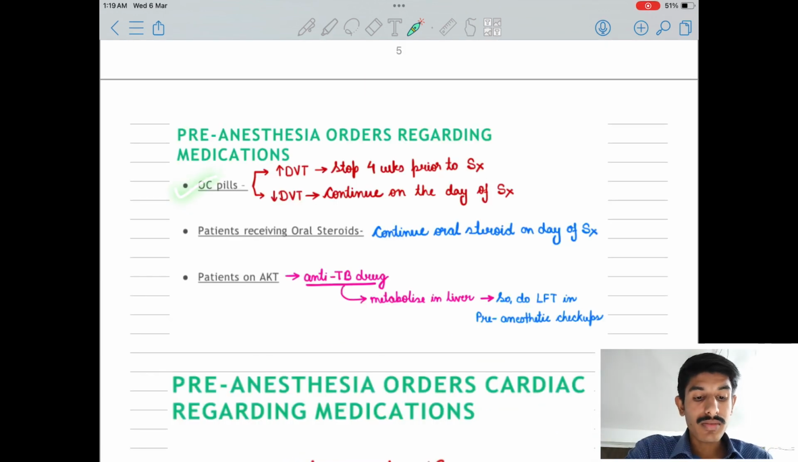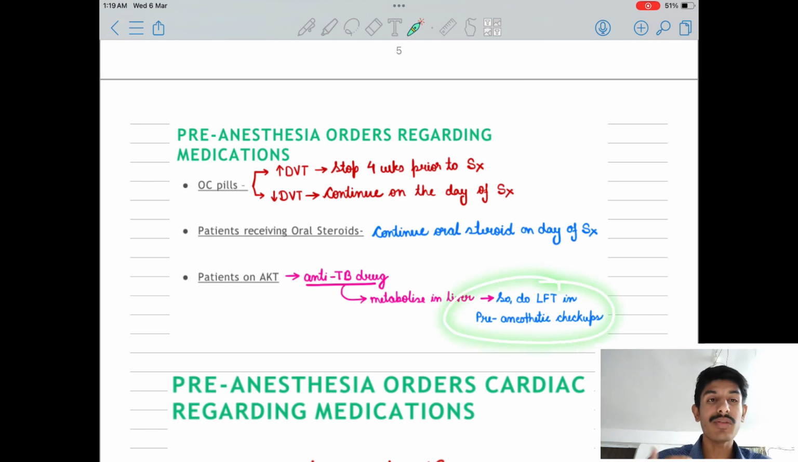Then OC pills. If you have low risk of deep vein thrombosis, you can continue them on the day of surgery. Then a patient receiving oral steroids can continue on the day of surgery. And the last one is, if a patient is undergoing tuberculosis therapy, he must continue the drugs. But before that, in your pre-anesthetic checkups, you should always do a liver function test.